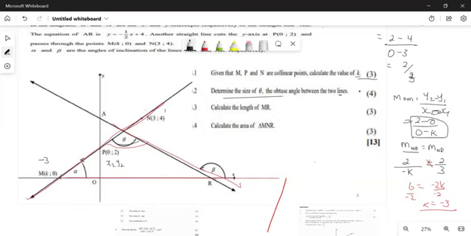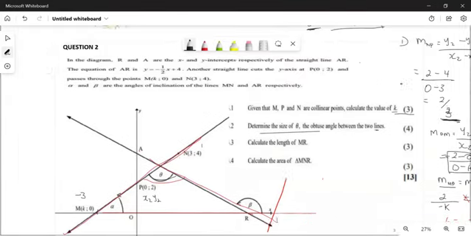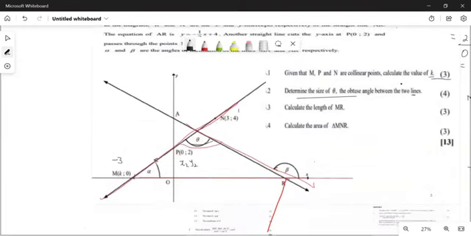All right. So you wanted to calculate the gradient of MN. The gradient of MN is equal to the gradient of MP, so we don't have to calculate it again. We got that one. It's 2/3. Yes, so this is number 2.